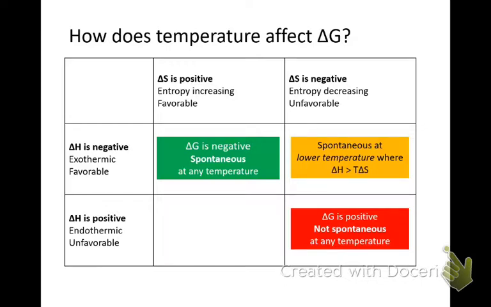We can think about the fourth possibility. When delta H is positive, so this is an endothermic reaction, but delta S is positive, so entropy is increasing. That reaction will be spontaneous at higher temperatures, where the favorable entropy can outweigh the unfavorable enthalpy.